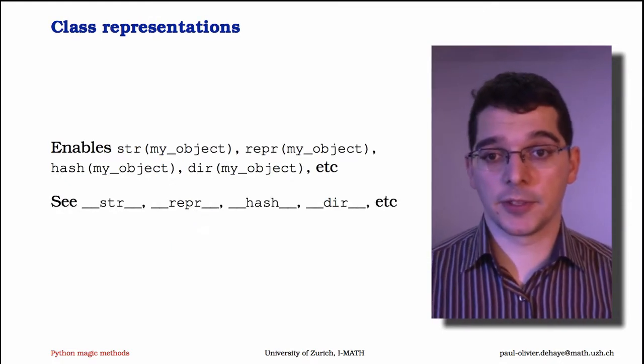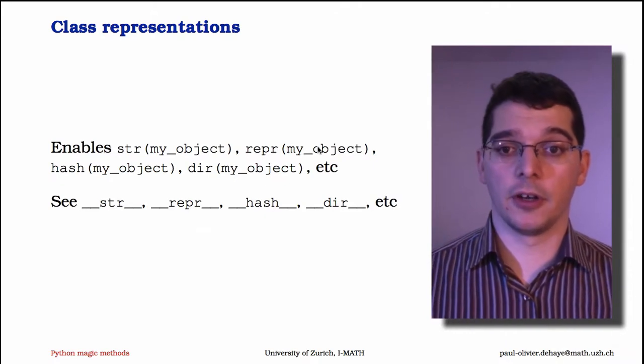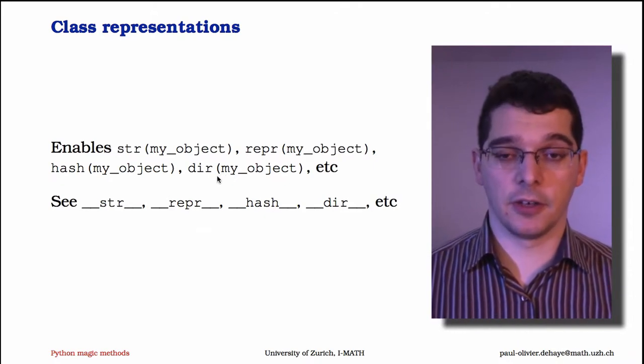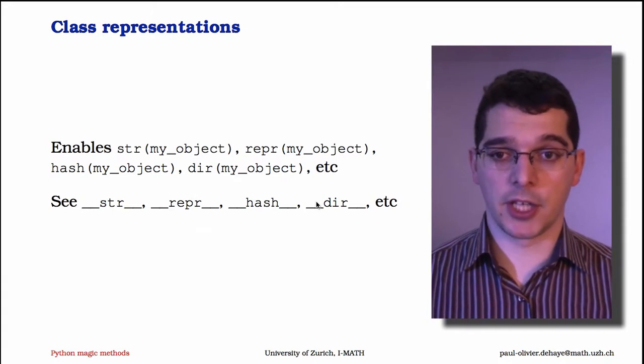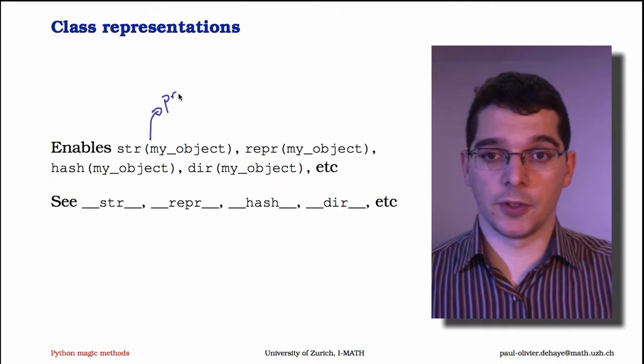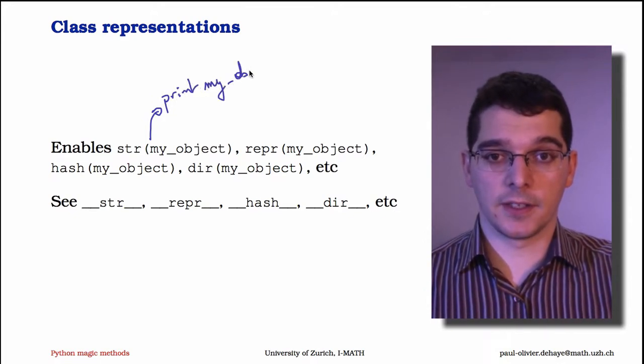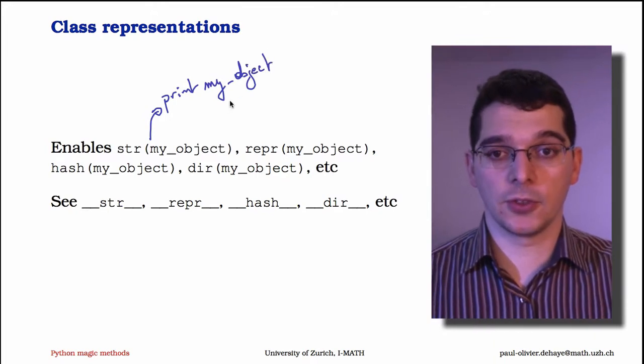There's also class representations. So this enables you to do str of my object, repr of my object, hash of my object, and dir of my object with the corresponding magic methods, of course. So this is important because this is what's called first when you do print my object. Okay, so this is another example of how magic methods are useful.